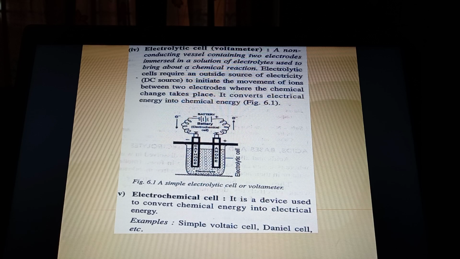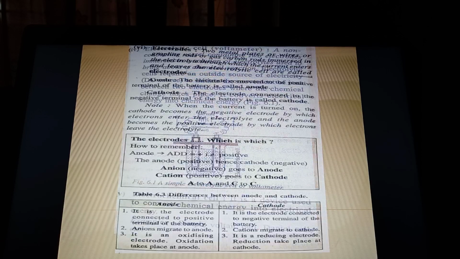Now you can see electrochemical cell is also mentioned. So electrochemical cell is exactly the opposite of electrolytic cell. In electrochemical cell, it's a device used to convert chemical energy into electrical energy. But in our electrolytic cell, we convert electrical energy into chemical energy. So kindly note the difference between the electrochemical cell and electrolytic cell.